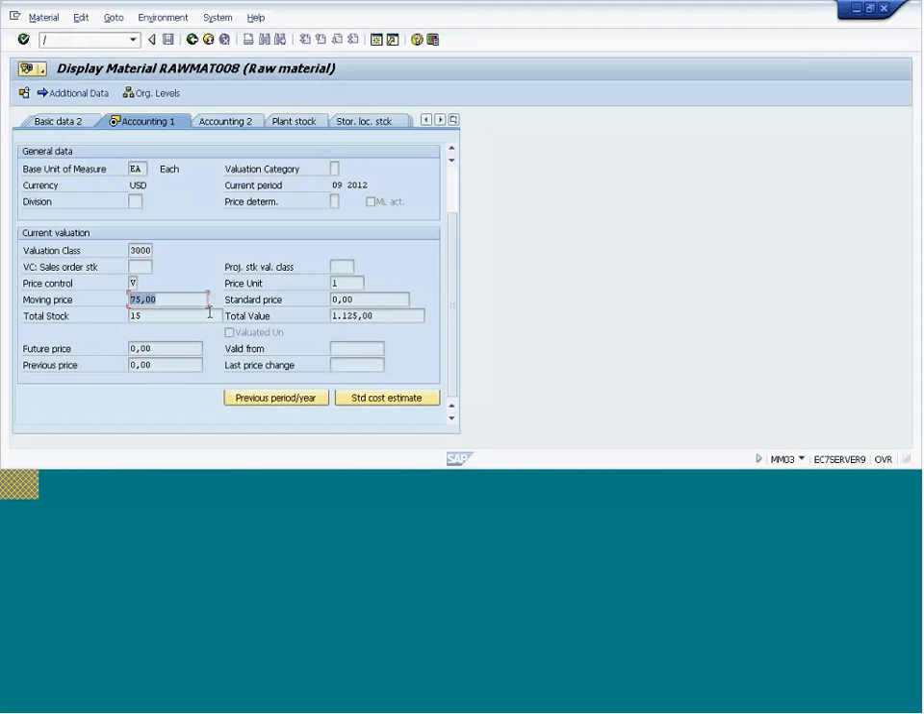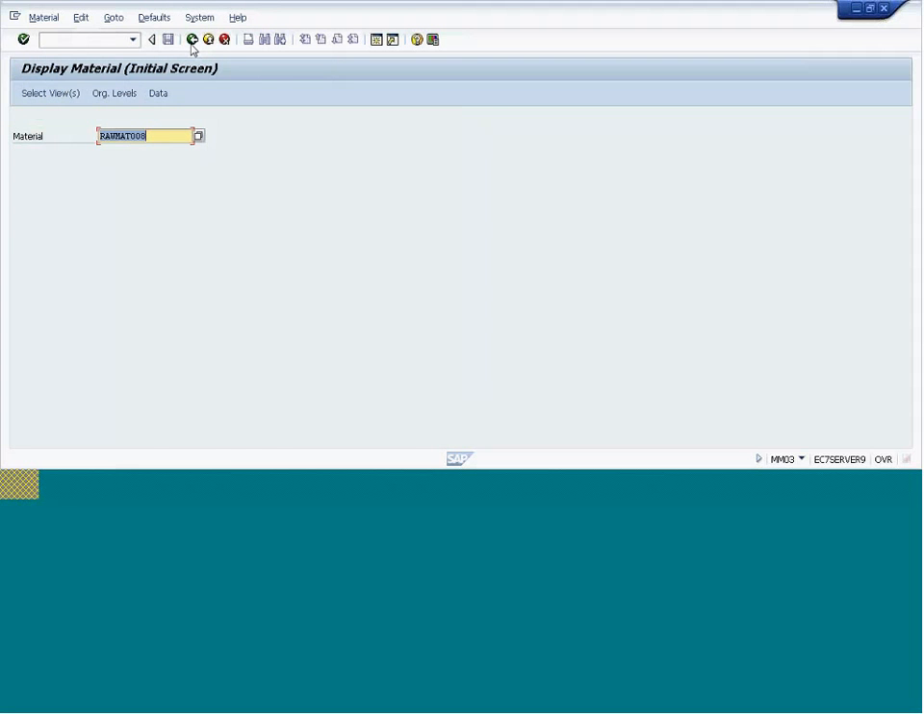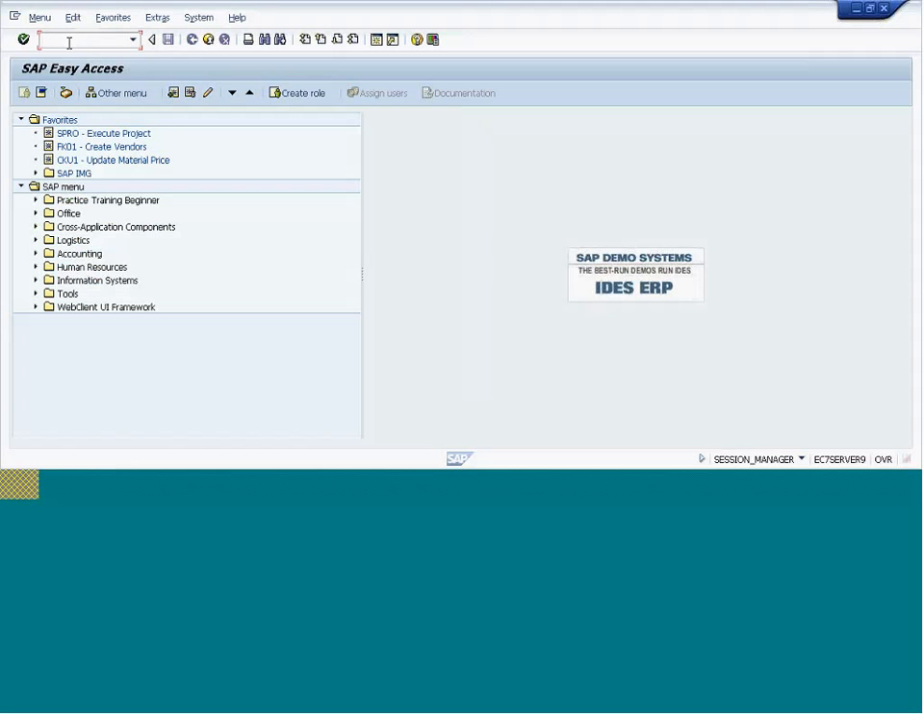I will show you that in a moment, right? But is it understood now, how the moving average price is changing? Okay. And now let me create a material with the standard cost. We are not going to the production side now.